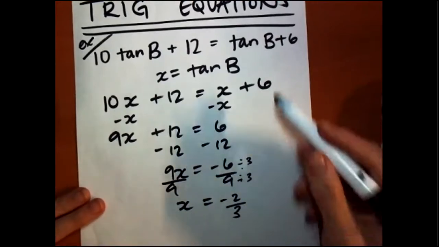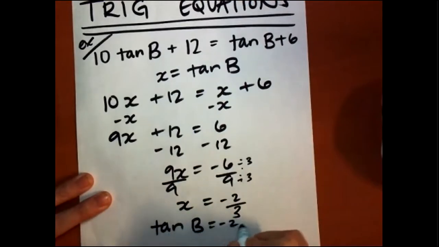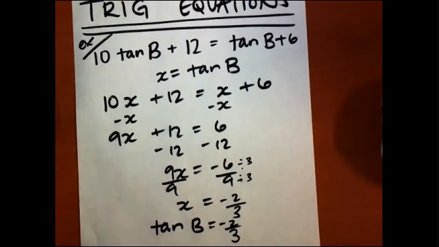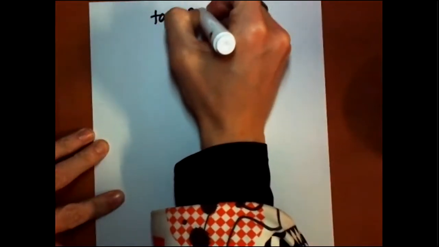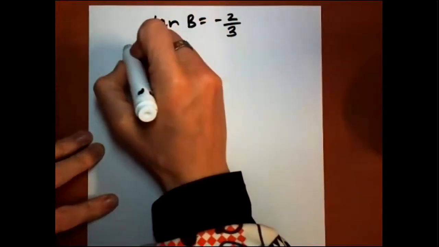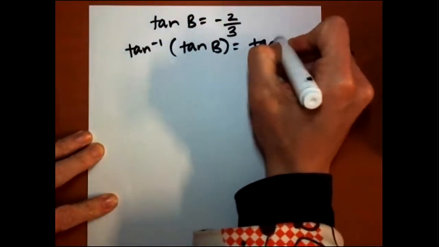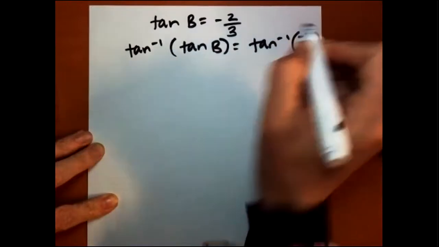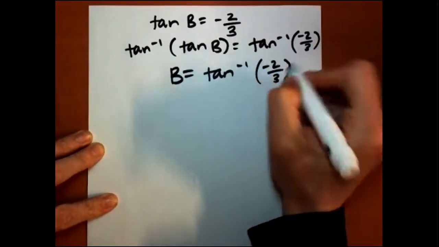Okay, so then let's resubstitute our tangent of B. So we have tangent of B is going to equal negative 2/3. And we know how to solve that because we did that all last lesson. And I ran out of paper, so I'm going to write that on the next page, that tangent of B equals negative 2 over 3. So we know we can take the inverse tan of both sides to get B by itself. So B is going to equal the inverse tangent of negative 2 over 3.